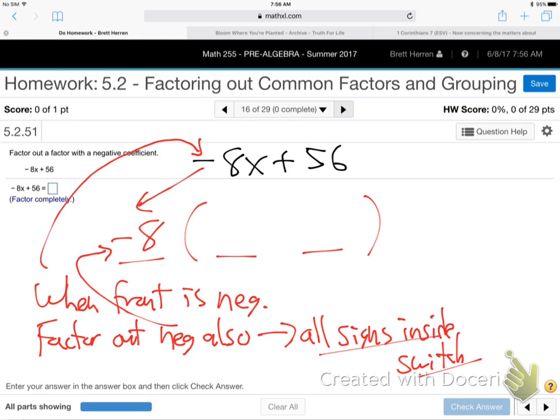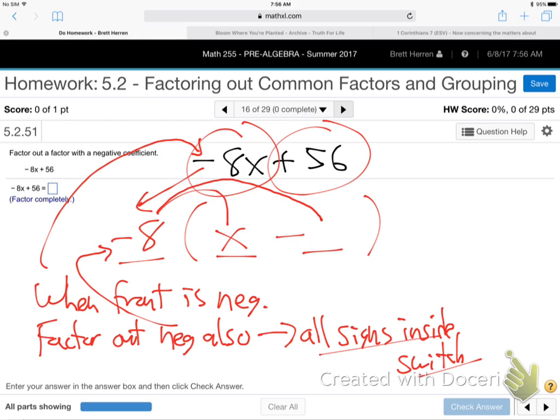I'm not going to take any x out, right? Because the 56, the second one, has no x at all. So they have no x in common. So I'm not going to take any x to the front. So here we go. Negative 8 times what would go back to negative 8x? Well, just x. Exactly. And then ask yourself, negative 8 times what will go back to positive 56? Negative times what is positive? Times negative 7, right? Negative times negative is positive.